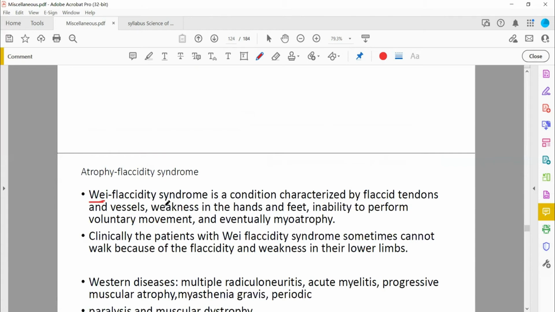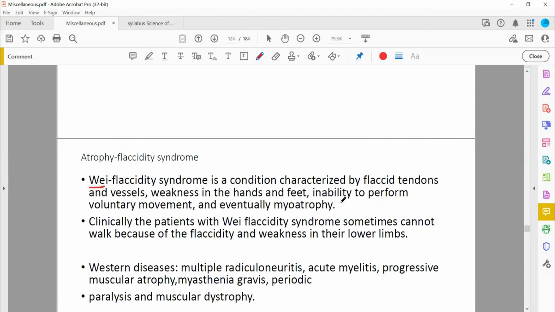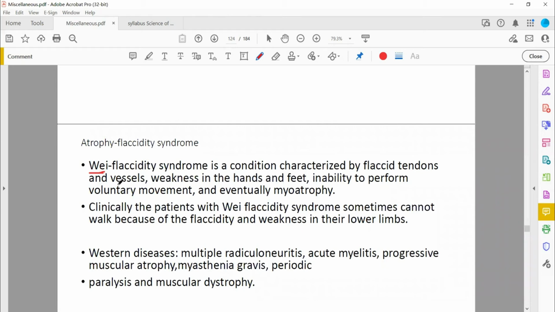Wei flaccidity syndrome is a condition characterized by flaccid tendons and vessels, weakness in the hands and feet, inability to perform voluntary movement, and eventually muscle atrophy. Clinically, the patients with Wei flaccidity syndrome sometimes cannot walk because of the flaccidity and the weakness in their lower limbs.